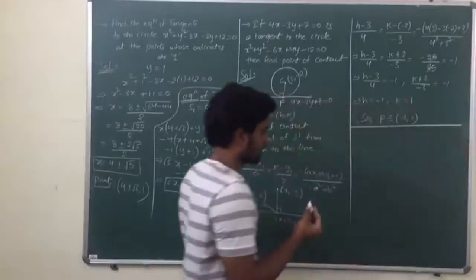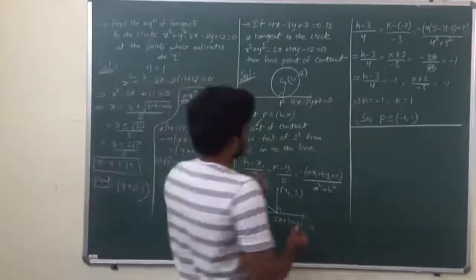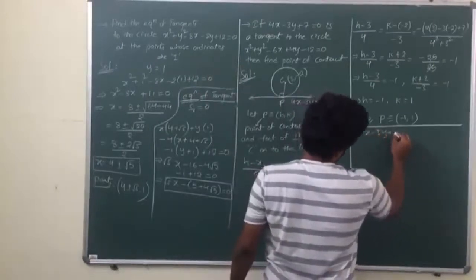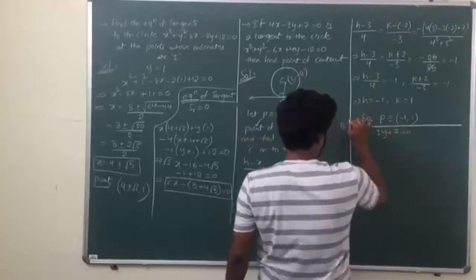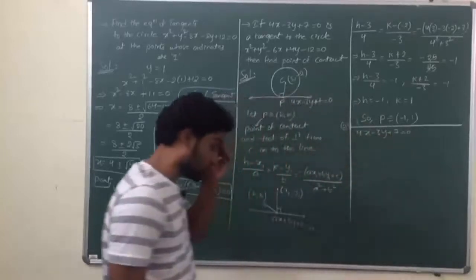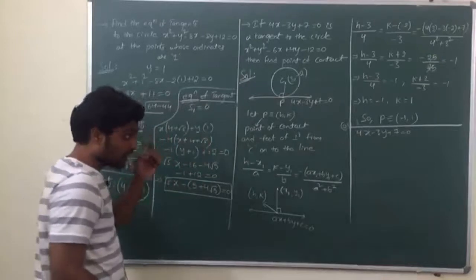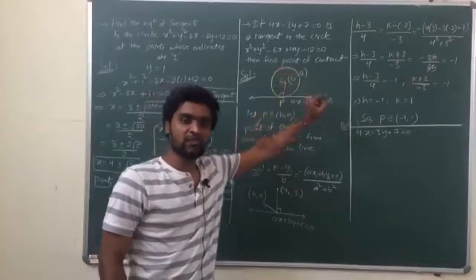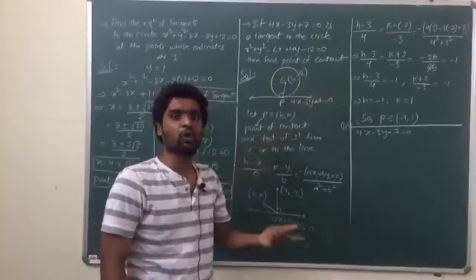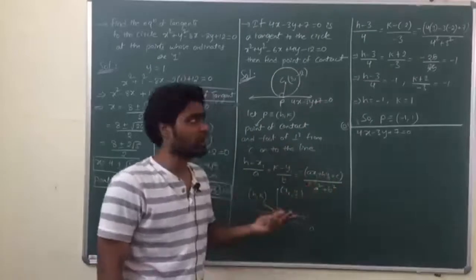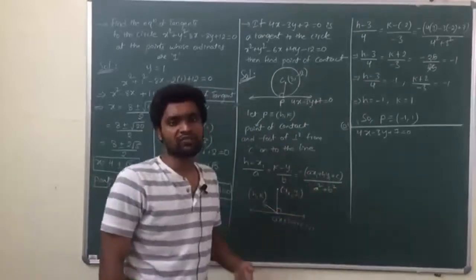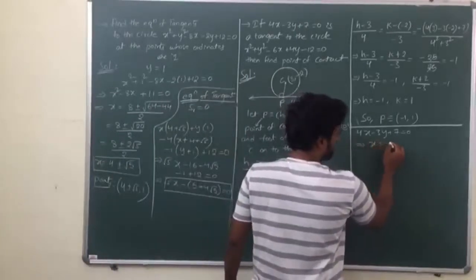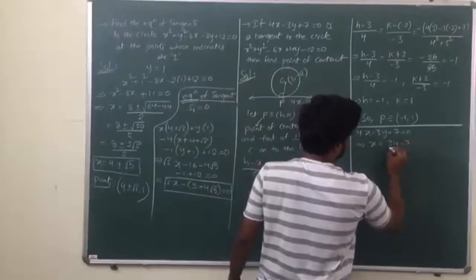It's a bit lengthy. Lengthy in the sense, 4x minus 3y plus 7 is equal to 0. Basically, we have to solve the line equation and the circle equation. By that you will get the point of intersection or point of contact, whatever it is. If there is one point, you will get the point of contact. If there are 2 points, you will get points of intersection. So 4x minus 3y plus 7 is equal to 0, so x will be (3y minus 7) by 4.